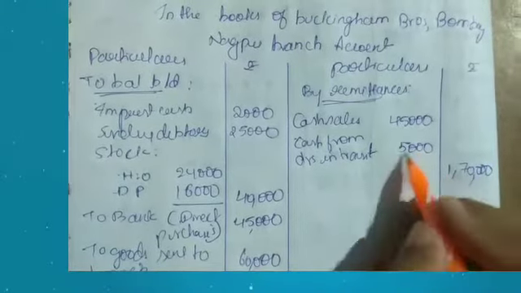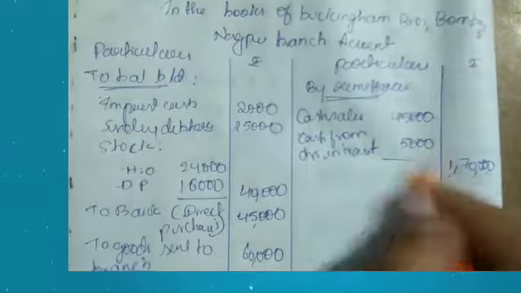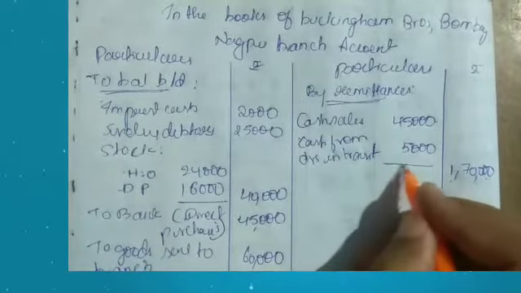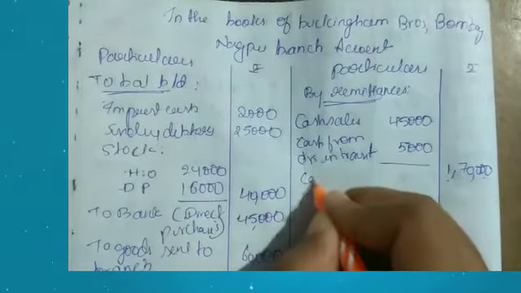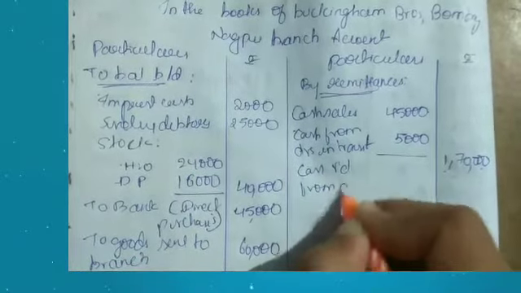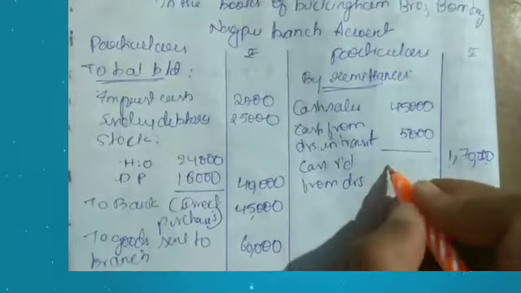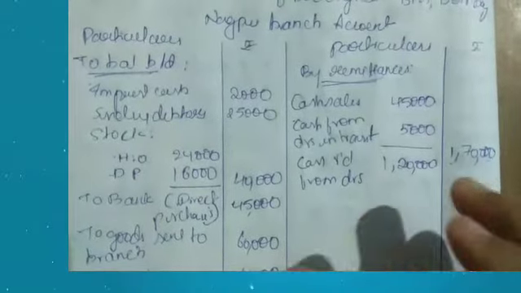So 1,70,000, 50,000 is gone. So what will remain? Remaining will be cash received from debtors. What is that remaining amount? 1,20,000. Now you need to understand a point here.